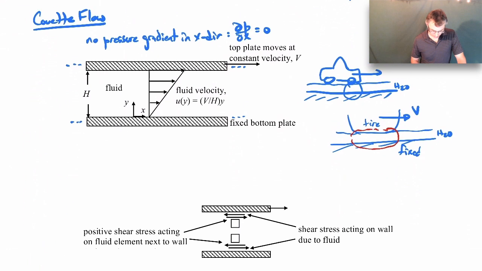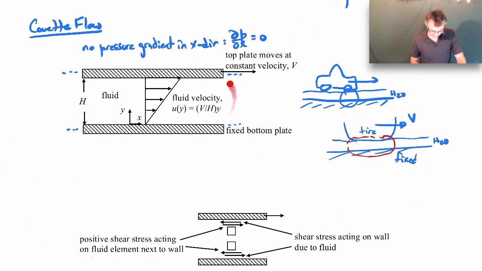So here we have our Couette flow, and I've drawn the velocity profile of the fluid inside between the two plates. Now, I'm just giving you this velocity profile. It's a linear velocity profile, v over h times y. So when y is equal to 0, the velocity is 0. So down here, the velocity is 0. And when y is equal to h, right up here, the velocity is v. It's the same as the plate.